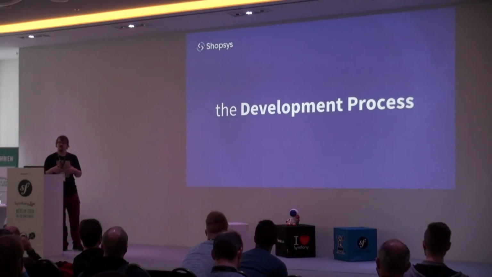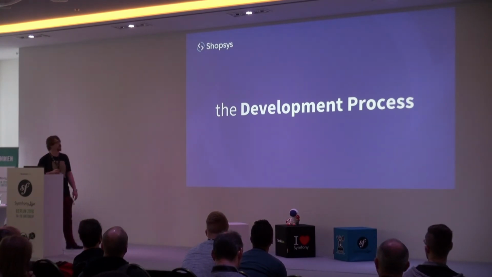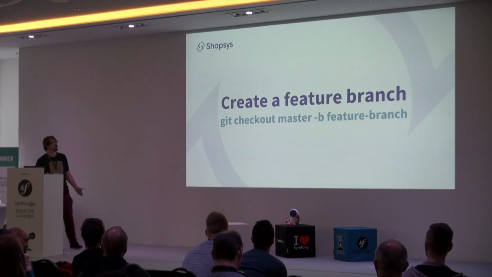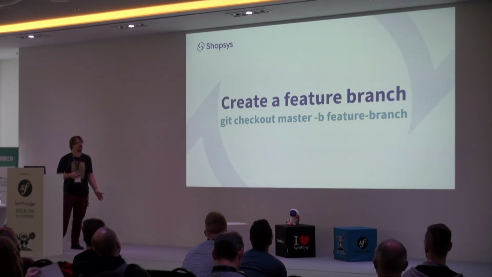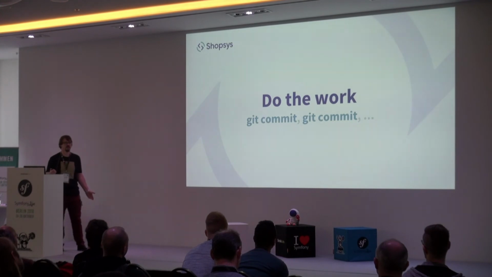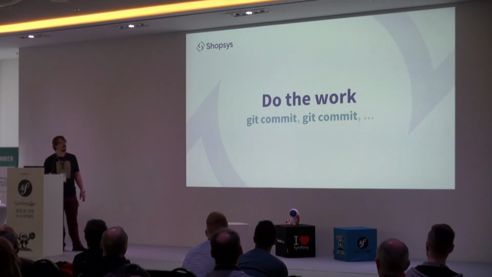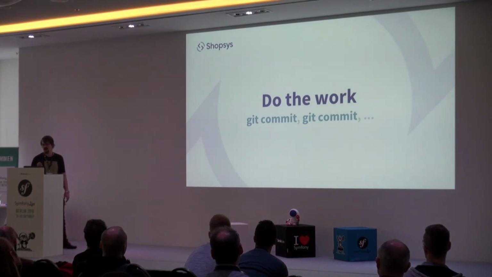So how does this come into a general development process? At Shopsys Framework, we do it like this. We first create a feature branch. Just check out the master and create a branch. We do the work we want to do. So we just put commits there. We try to keep them small and descriptive, but there might be some mistakes or works in progress, etc.